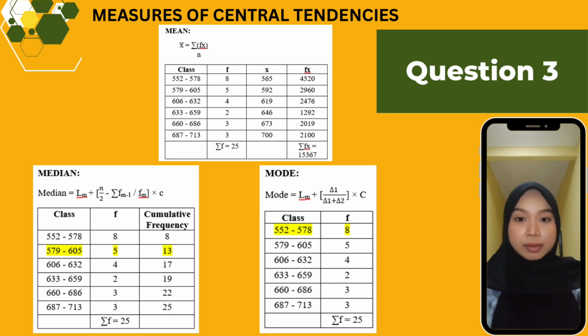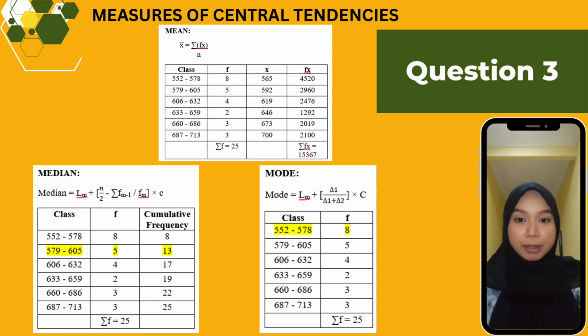So, calculating the median has 5 steps. The first step is to determine the location of the median class. Observation n divided by 2, so 25 divided by 2 equals 12.5th observation. So, the median class from the table is 579 to 605. Then for step 2, determine the lower class boundary. After that, determine the class size. Step 4 is to determine the sum of Fm1 and Fm. In the last step, you can calculate the median using the formula given.